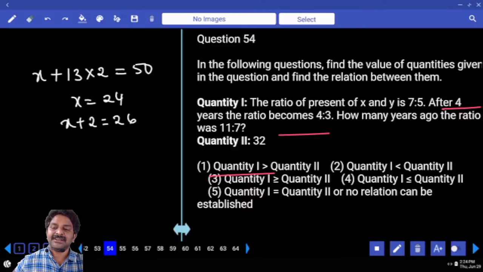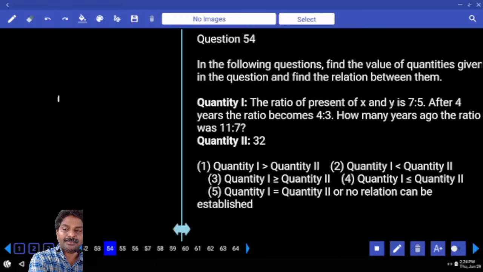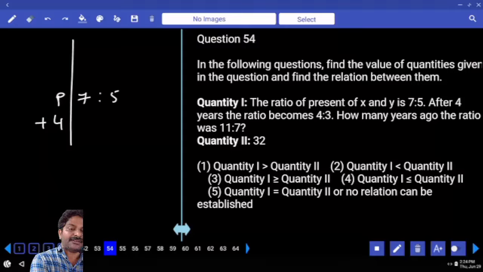The ratio of present ages of X and Y is 7:5. After 4 years, the ratio becomes 4:3. How many years ago was the ratio 11:7? Okay. Now, at present the ages ratio is 7:5, 7 parts and then 5 parts only. And after some years, it becomes 4:3.